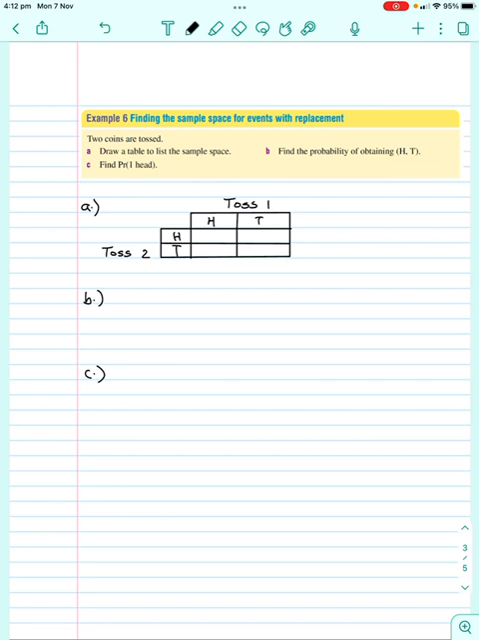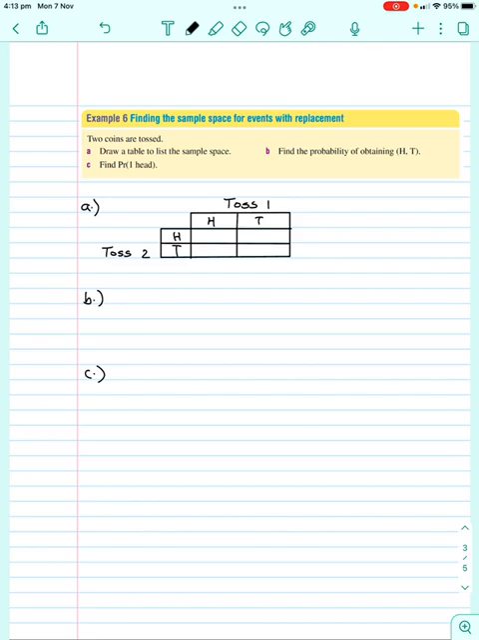So, 2 coins are tossed. We need to first draw a table to list our sample space, so all our possible outcomes. We then need to find the probability of obtaining heads, tails, and then we need to find the probability of obtaining 1 head. Now, an important thing to note in this is it just says 1 head. It doesn't matter whether it's first or second, it just has to be 1.